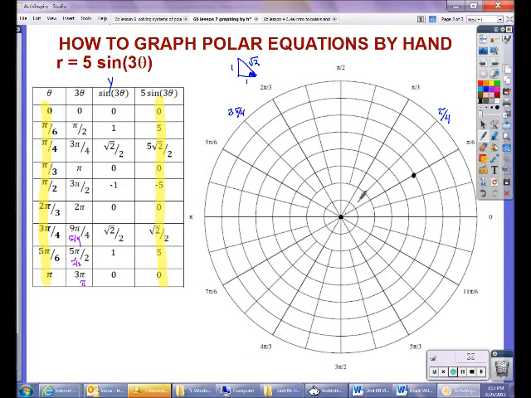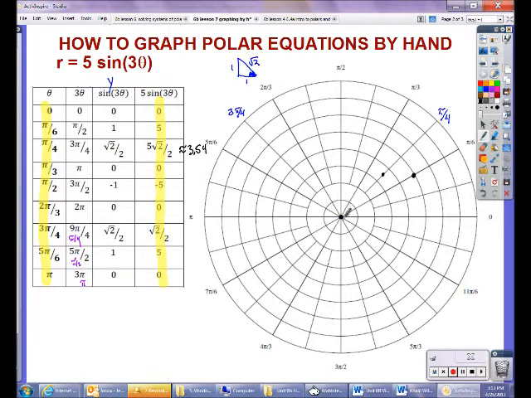For pi over 4, that's here, we're going to go out 5 root 2 over 2, which when I put it in my handy-dandy calculator, I got approximately 3.54, so around 3.5. 1, 2, 3.5, a little more than that. 0, back to 0. So at pi over 3, I go out 0. At pi over 2, I'm going negative 1.